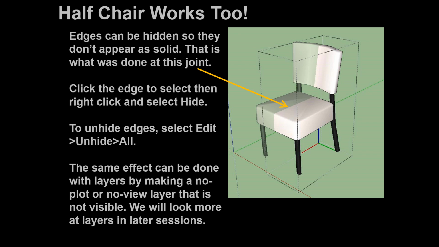Also, some edges were hidden. We'll talk about that later on, but we can hide some edges sometimes. In this case, there is no black line going down the middle of this chair because the line was hidden and the two halves put together. The line's still there, it's just hidden.